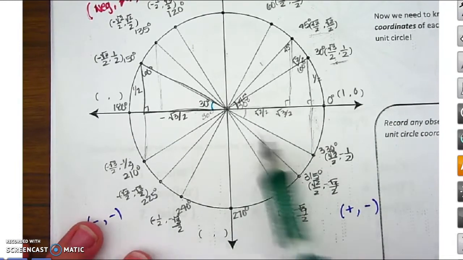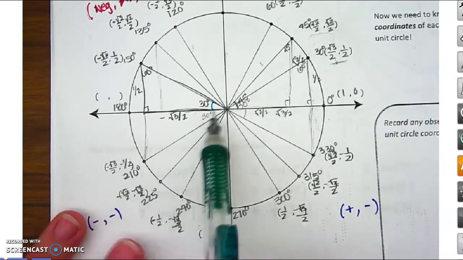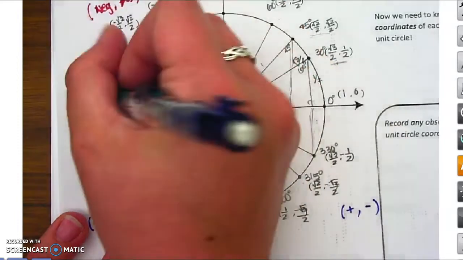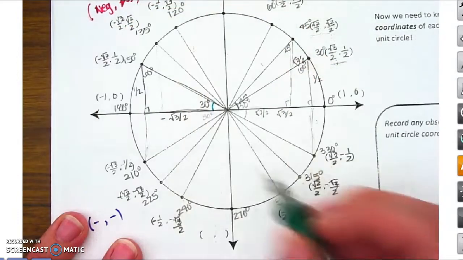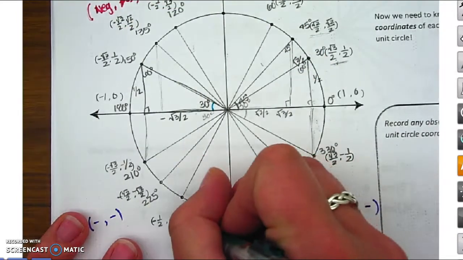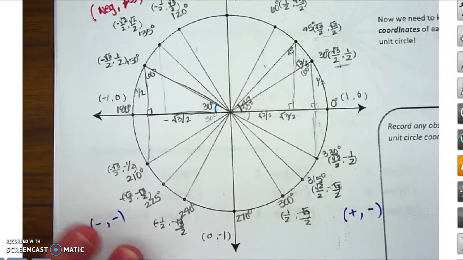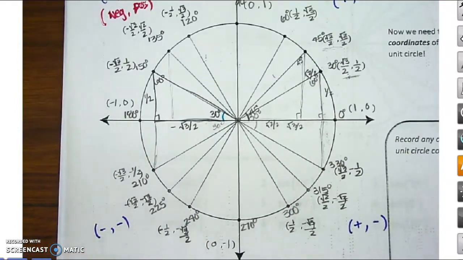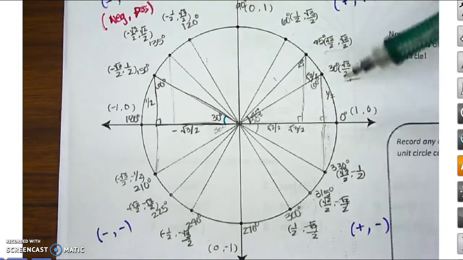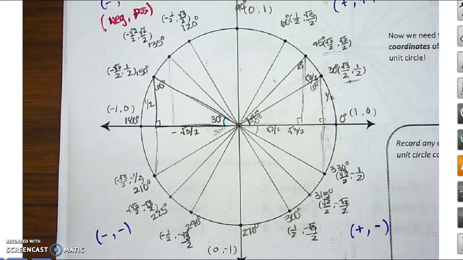And lastly, I forgot to do 180 and 270. 1 unit in this direction would make the ordered pair negative 1, 0. 1 unit down would be 0, negative 1. So this is what our completed circle looks like. Remember, everything has a reference angle of 30, 45, or 60. Go ahead and move on to the back page.